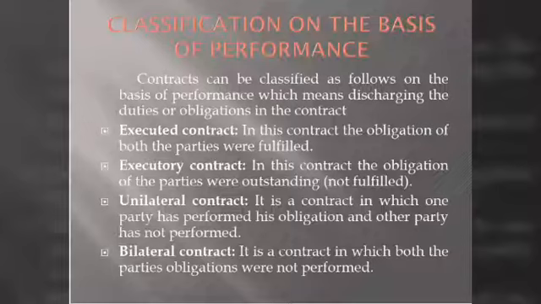Next one is unilateral contract. What is unilateral contract? If the obligation of one party is outstanding. For example, A has not sold his house to B, B is ready to pay rupees 10 lakhs. Then it is called unilateral contract. Next one is bilateral contract. Bilateral contract is when both the parties' obligations are outstanding. A is not ready to sell his house now and B is not ready to pay now, but in future they are going to do. Both the parties' obligations are outstanding. Then it is called bilateral contract. These are the various types of contracts on the basis of performance.